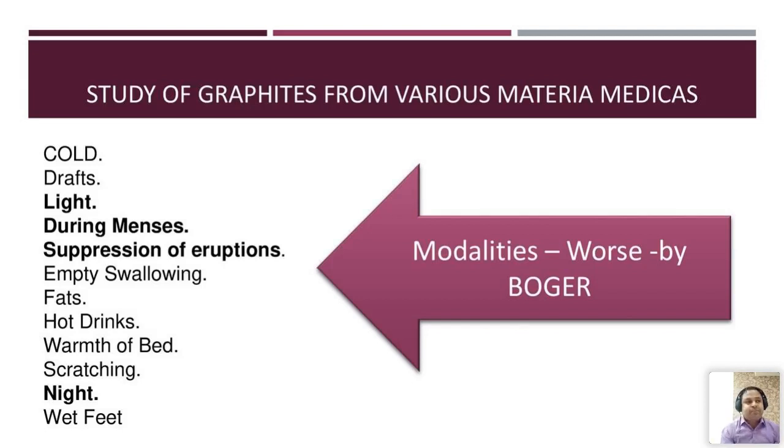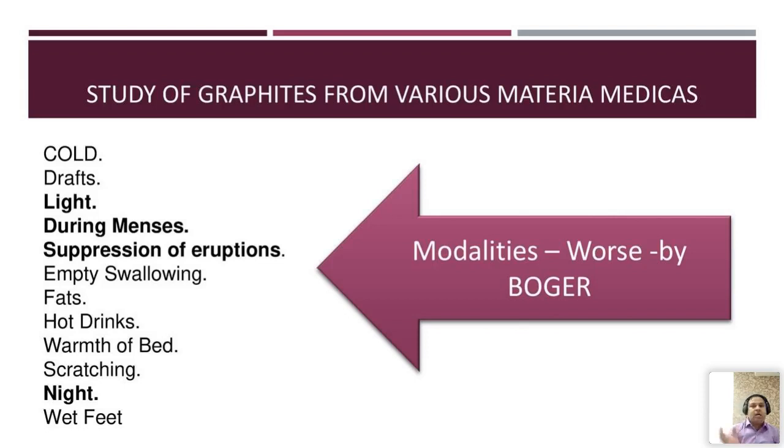So the modalities. Worse by cold, worse by drafts, light. Light is very intolerable to graphitis. During menses, just like cimicifuga, it is one of the important remedies which is aggravated during menses. Though it is comparable to sepia, sepia has many complaints which are aggravated before menses.